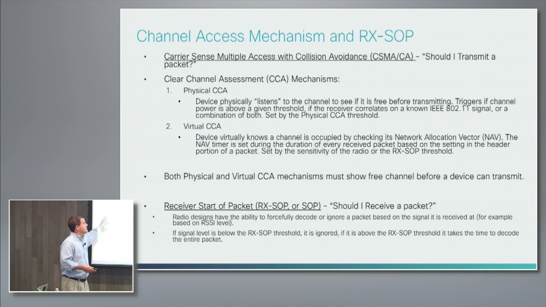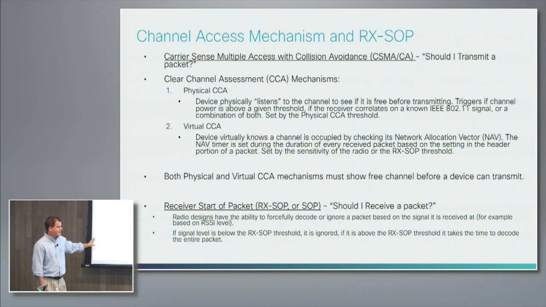So the key takeaway on the CCA items is that we have a physical and a virtual method. Virtual is set by the sensitivity. The physical CCA is set by a CCA threshold on the radio, which is recommended by the IEEE. It's around minus 64, minus 65, I think, per the standard. So before it transmits, it has to have an OK from both the physical and the virtual CCA mechanism.